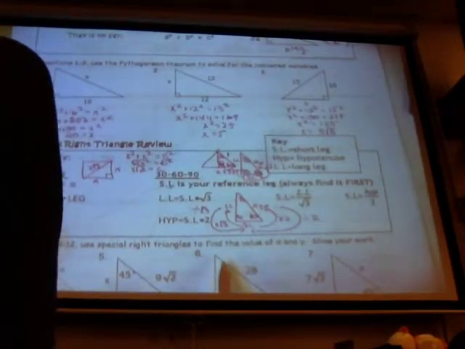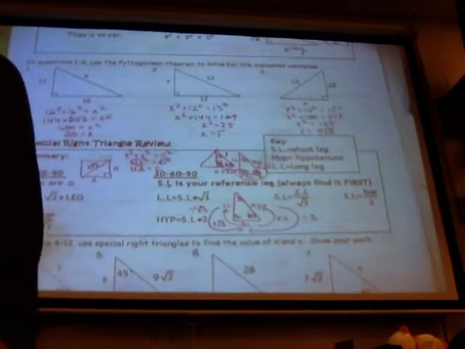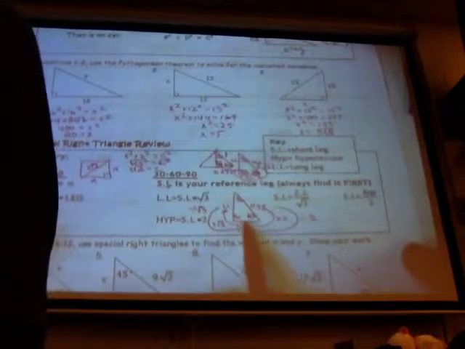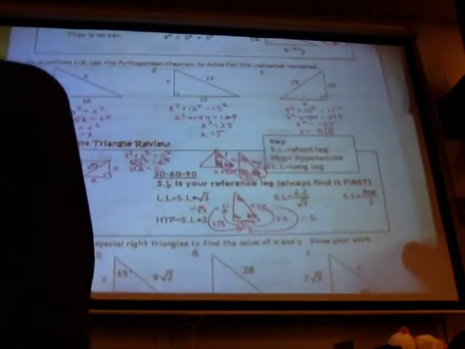If you know the hypotenuse, you have to find the short leg before you find the long leg. If you know the long leg, you have to find the short leg, and then you can find the hypotenuse. You always have to go through the short leg, and that's our reference leg. So let's look at this whole thing.